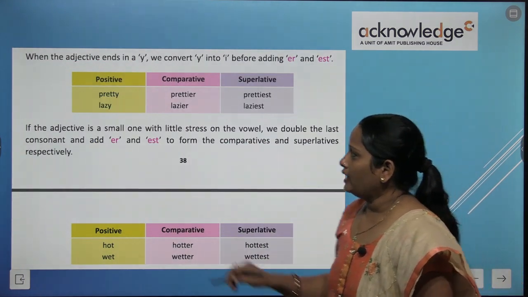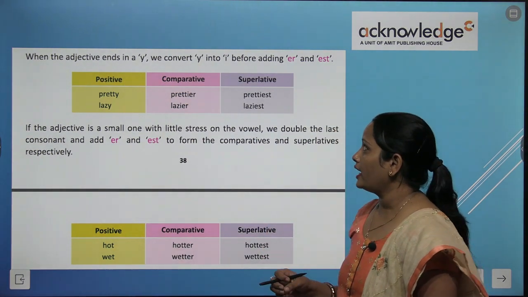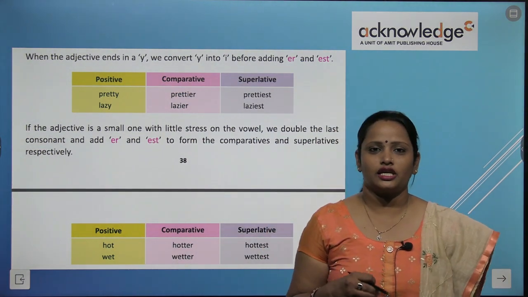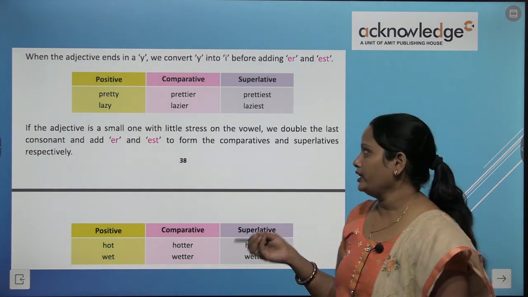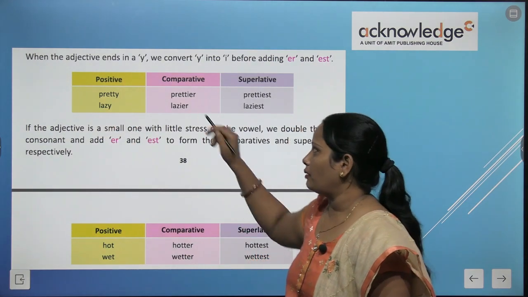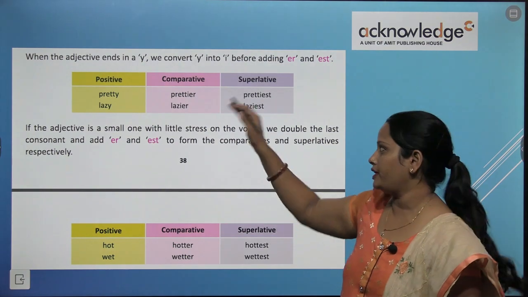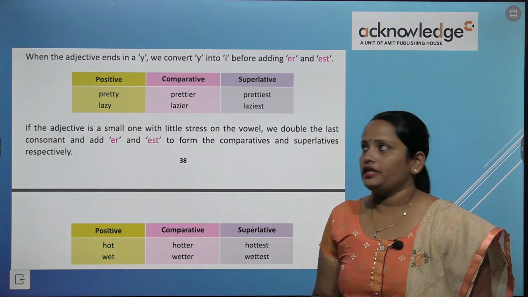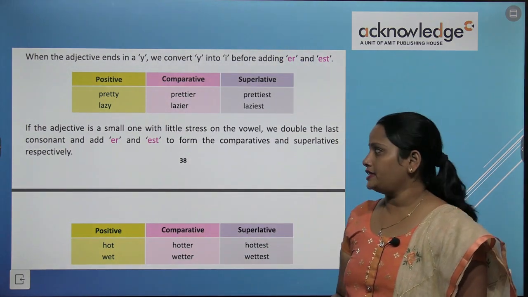Okay. At the end of a positive degree, अगर positive degree के last में y आ रहा है, so y को हम change करेंगे और बना देंगे I, and then we are going to add ER और EST. So pretty की spelling में y है, y को हटाया और हमने I insert किया उसकी जगह पे और ER लगाया तो pretty becomes prettier and then prettiest. Lazy becomes lazier and laziest.